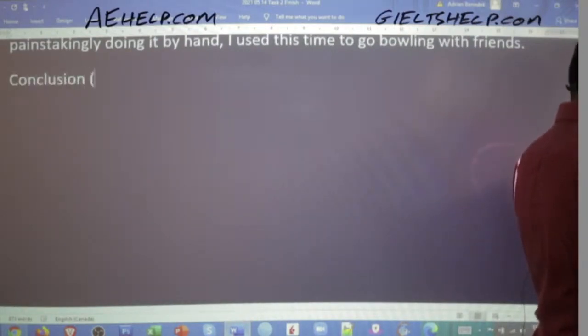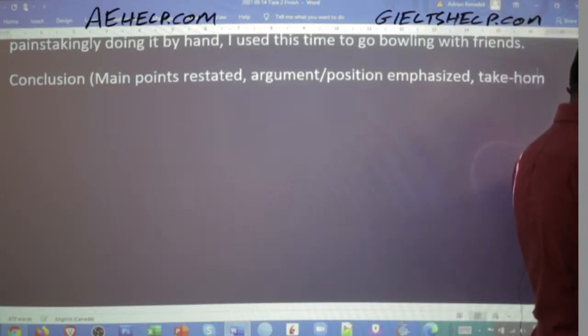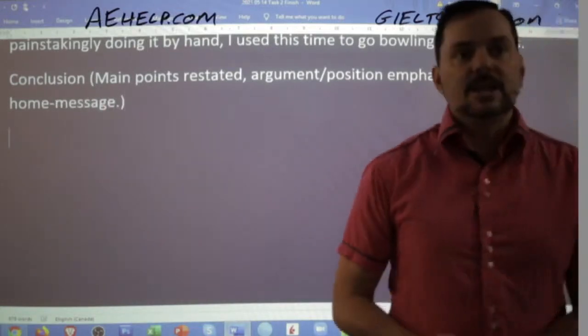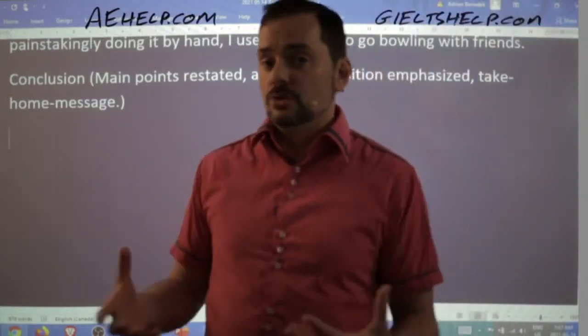Conclusion has three parts. The conclusion has the main points restated. Okay, your argument or your position in this case emphasized. Okay, and what's called a take-home message. So some kind of message that is valuable for the reader so that they can take with them to think about and to make use of in their lives.